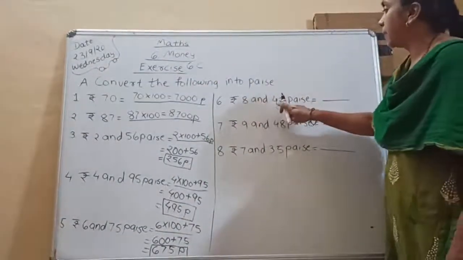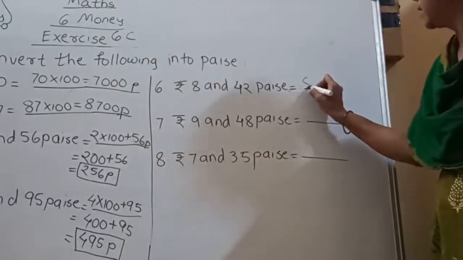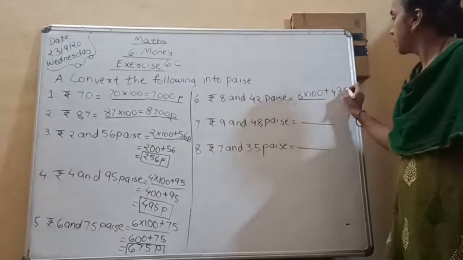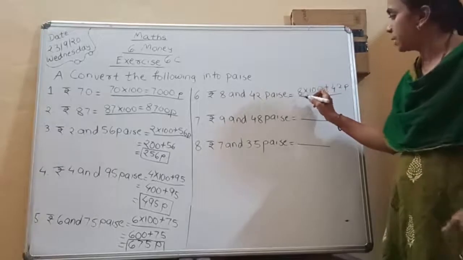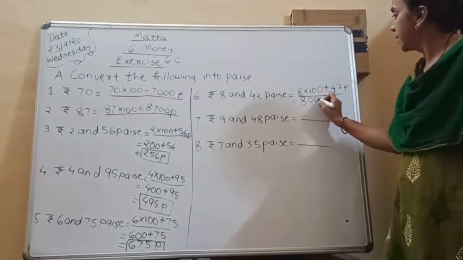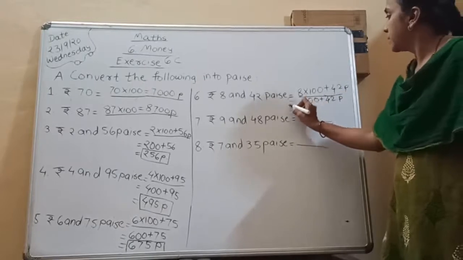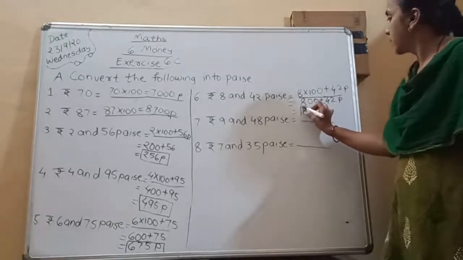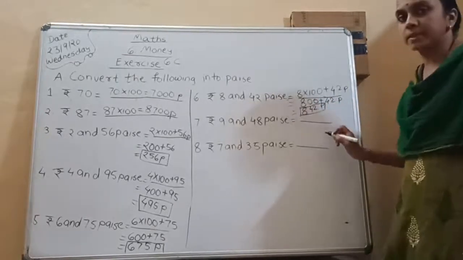Rupees 8 and 42 paise. Rupees 8 means what? 8 multiplied by 100 plus 42 paise. 100 multiplied by 8 means how much? 800 plus 42 paise means 842 paise. So 842 paise is your answer.